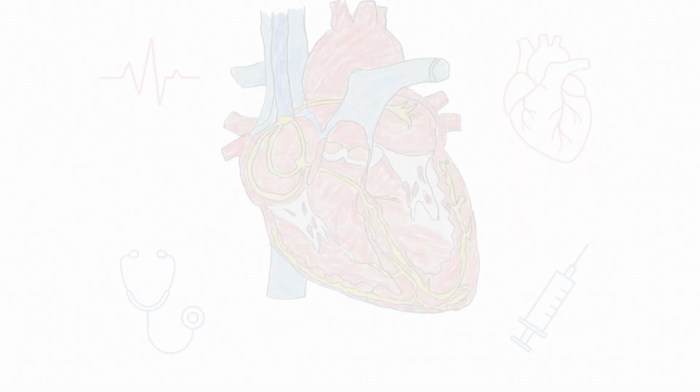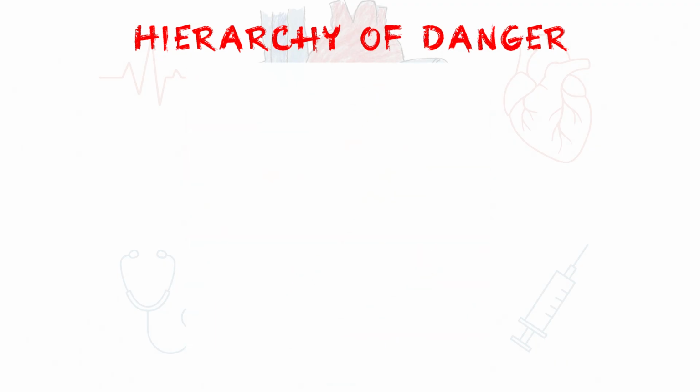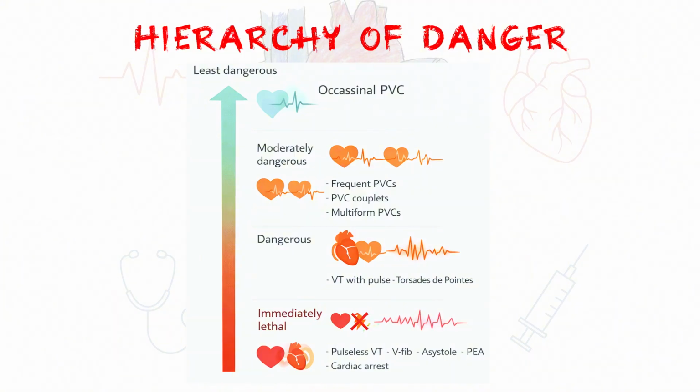Alright, let's do some recap. If we're talking about the hierarchy of ventricular danger, least dangerous: occasional premature ventricular contraction. Moderately dangerous: frequent PVCs, couplets, multiform PVCs. Dangerous: ventricular tachycardia with pulse and torsades. And of course, immediately lethal: pulseless ventricular tachycardia, ventricular fibrillation, asystole, and pulseless electrical activity. There is a lot of information, but I recommend starting with small pieces.